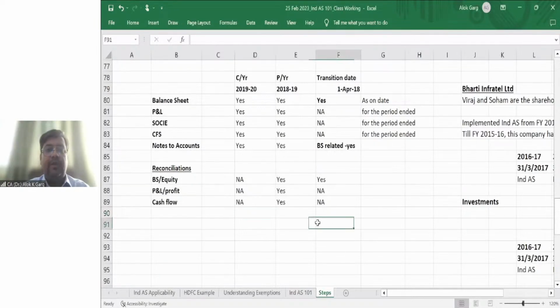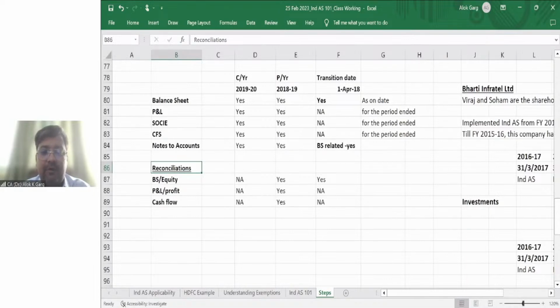Yeah. So let me show you a practical aspect of this reconciliation as well. Balance sheet of Reliance Industries Limited I have shown you. They have given 3 balance sheets. P&L I have shown you. They have given 2 P&L. OCI I have shown you, CFS I have shown you, notes to accounts I have shown you, right? Now let me show you the reconciliation.